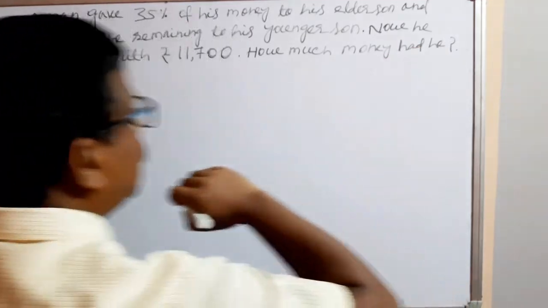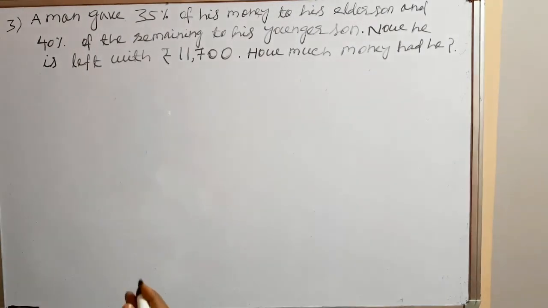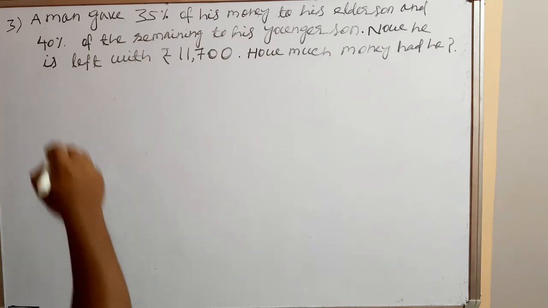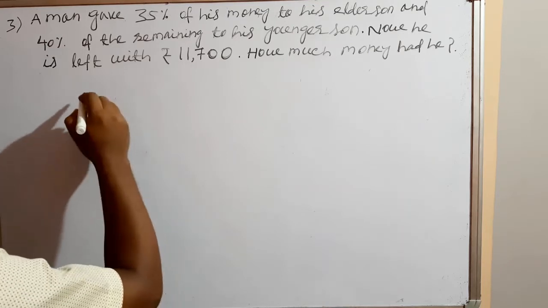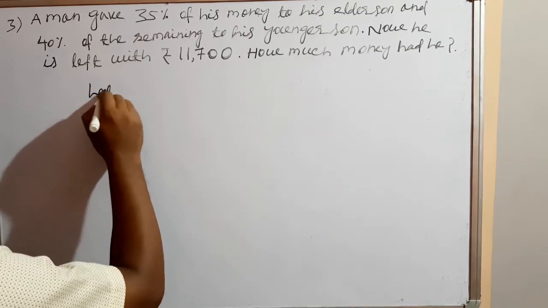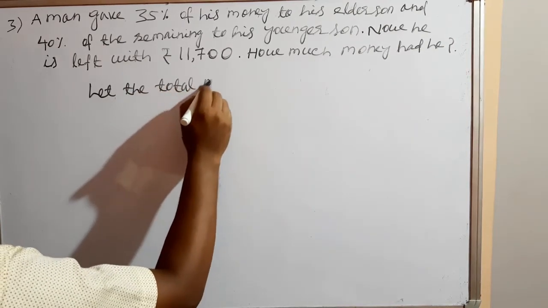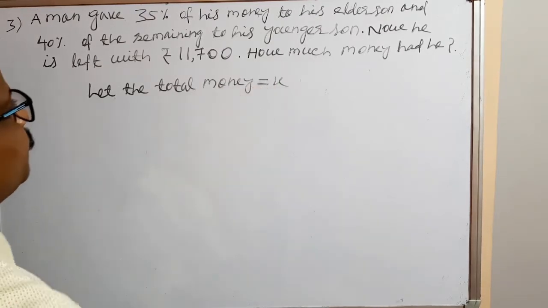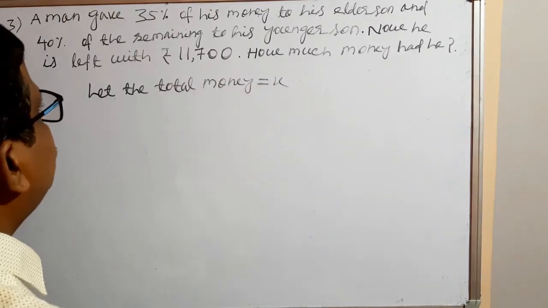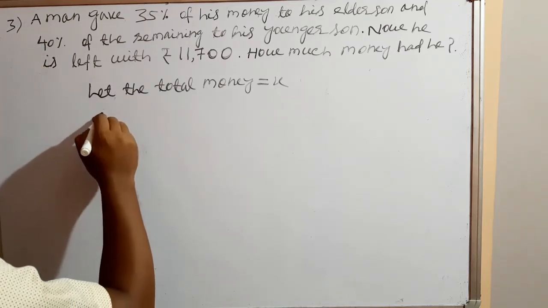How much money had he? That means how much money in the beginning, the original money the person had. So that is unknown to us. So right here, let the original money, or the total money, be X, and he gave 35% of his money to his elder son.